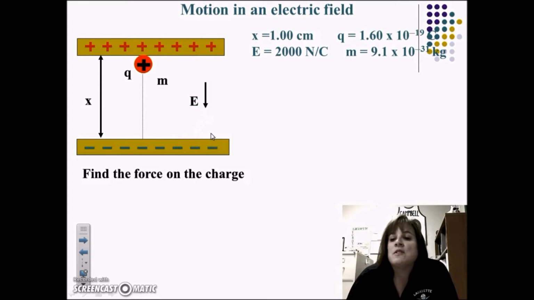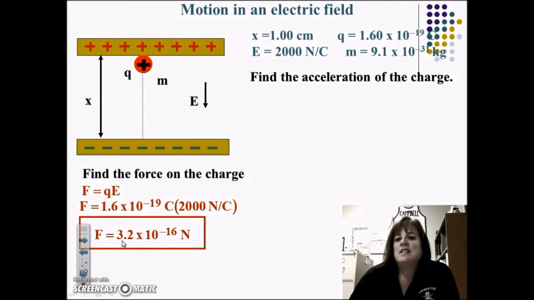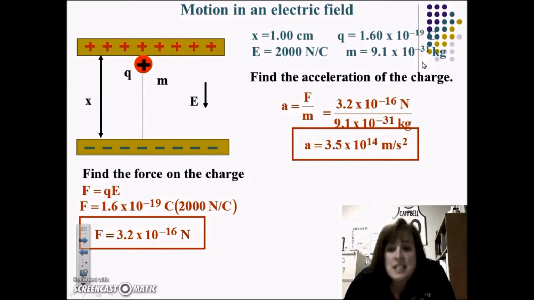So first thing I want to do is find the force on the charge. So we have one equation: the force is the electric field times the charge. So take the magnitude of the charge of your positron and multiply by 2,000, and you get 3.2 times 10 to the negative 16 newtons. Next question is to find the acceleration. Well, Newton's second law says that acceleration is the net force divided by the mass. So we're going to take our force here, divide by our mass, which is teeny tiny, and we get a huge acceleration. So 3.5 times 10 to the 14th meters per second squared.